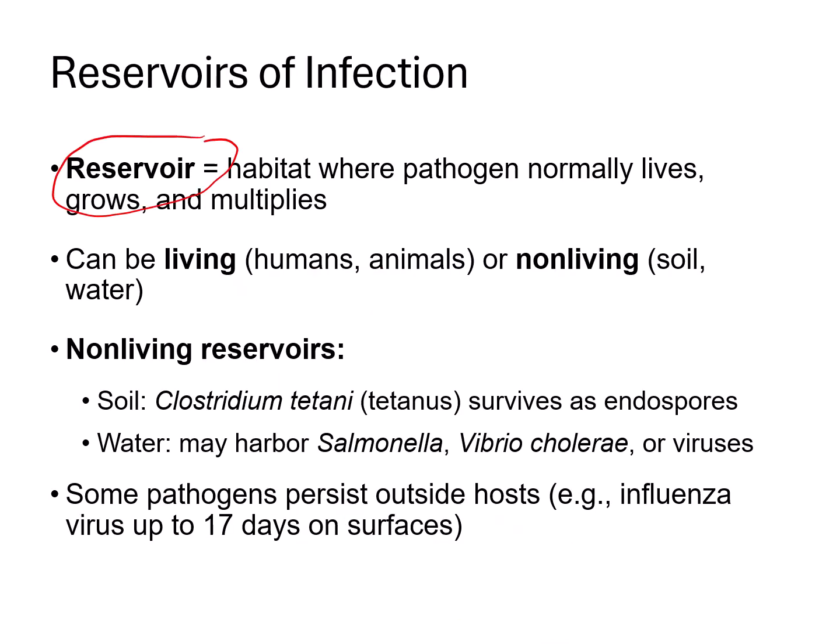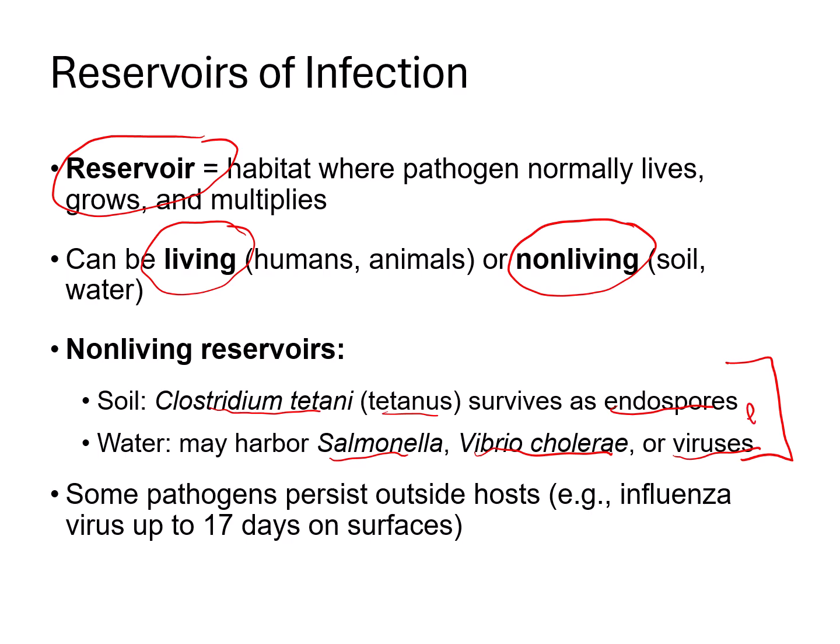A reservoir is the natural habitat of a pathogen, and it can be living, such as in humans or animals, or non-living, such as soil or water. For some examples of non-living reservoirs, we have Clostridium tetani, remember that bacterium that causes tetanus, can survive in the soil as endospores. And in water, we might find bacteria like Salmonella, or the bacteria that cause cholera, Vibrio cholerae, or even viruses, especially those that infect our GI tract, like enteric viruses.